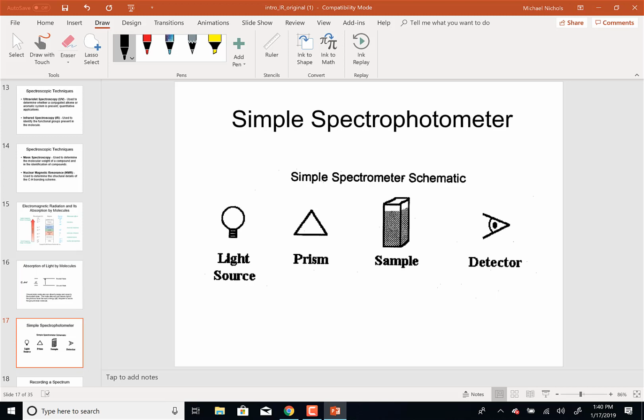So you want to make a spectrometer? Here's what you do. Get yourself a light source. Get a prism to separate the light into its wavelengths. And then when the prism is separating the wavelengths of light, rotate the prism so that, one by one, each wavelength of light goes through the sample. Get a detector and measure how much light makes it through the sample.